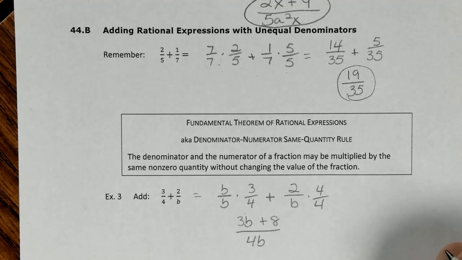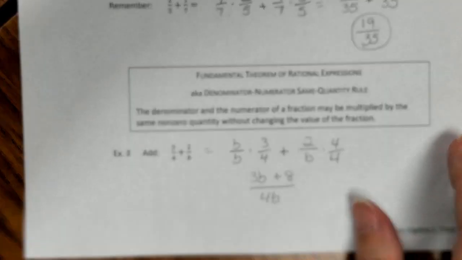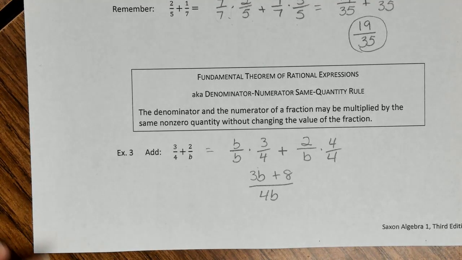And this does not reduce. In order for it to reduce, there would have to be a greatest common factor of the numerator that we could factor out and then reduce. There's not. This is it.